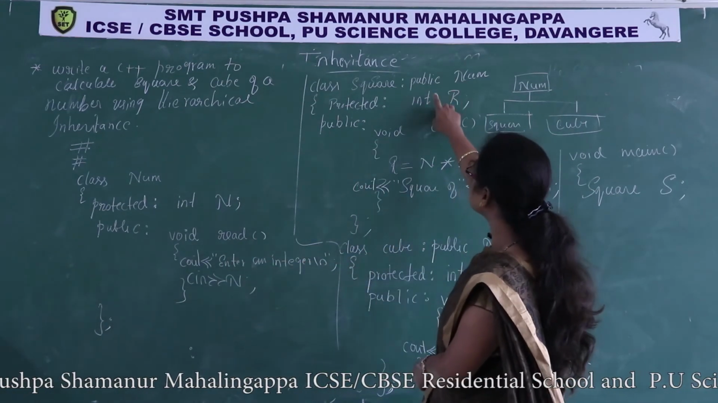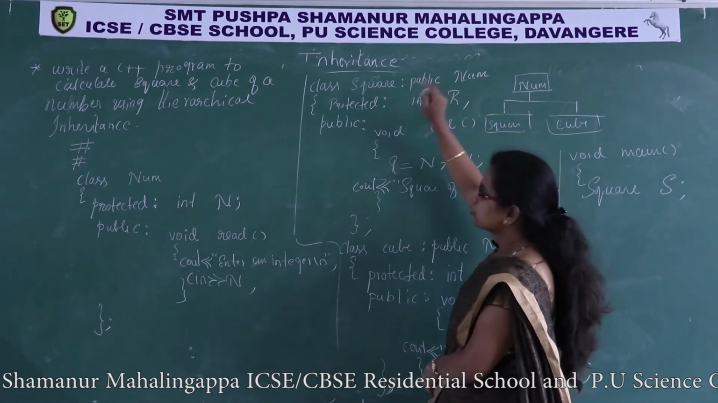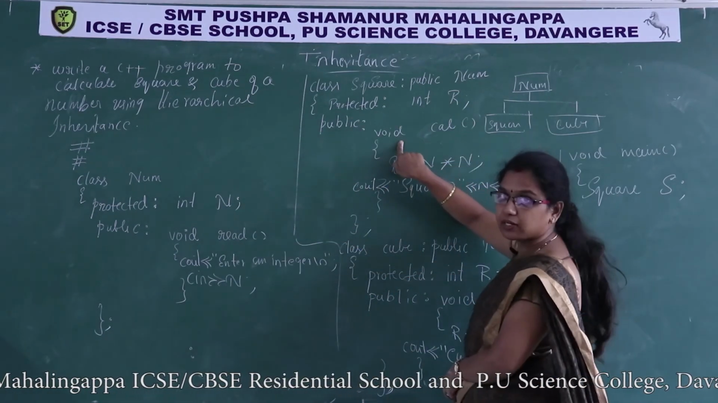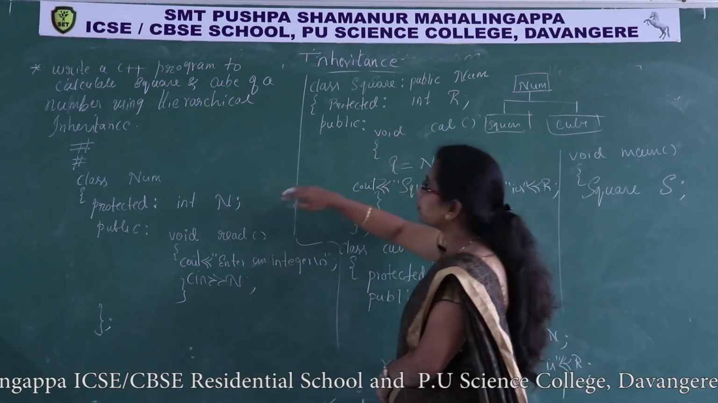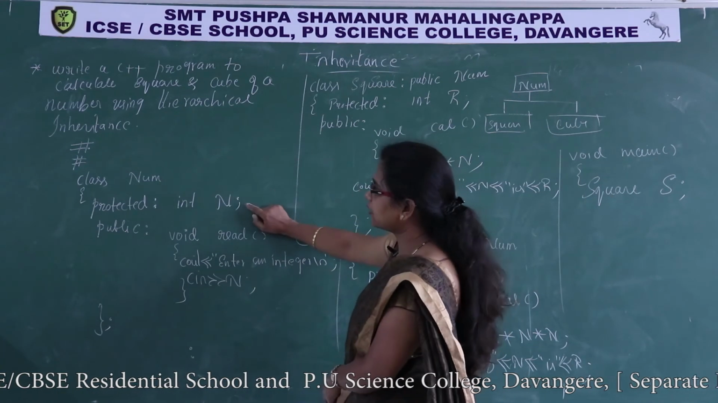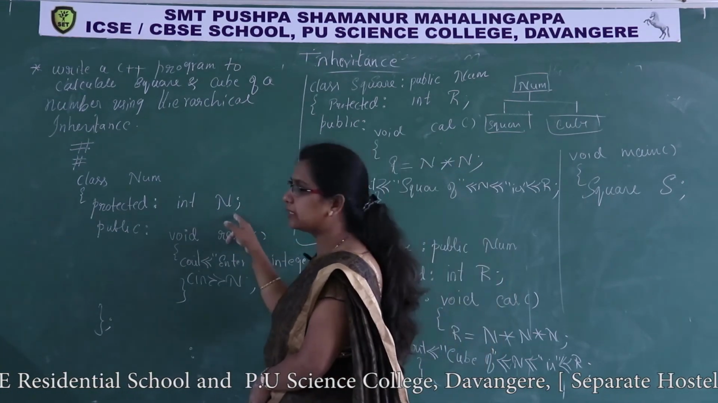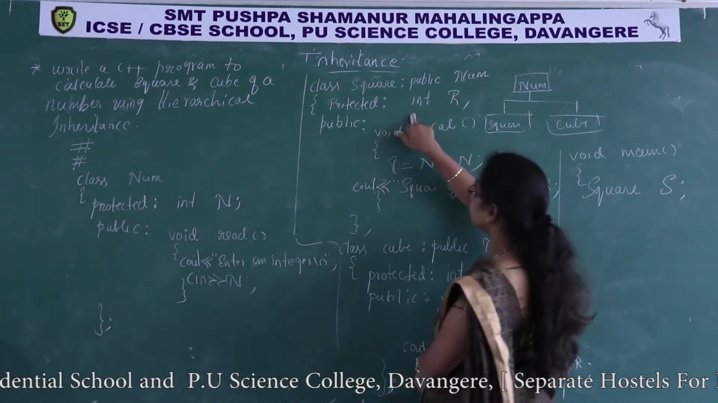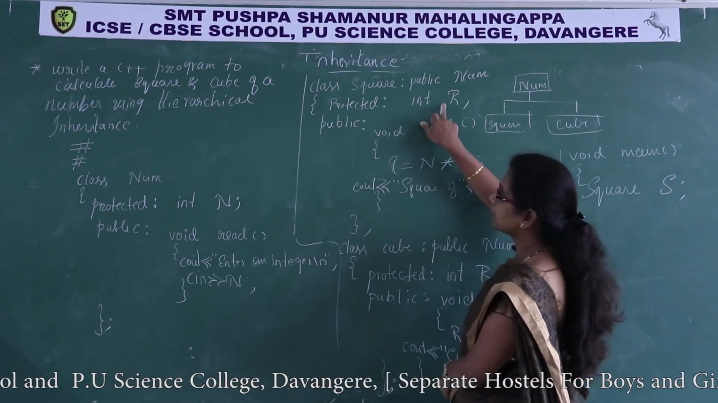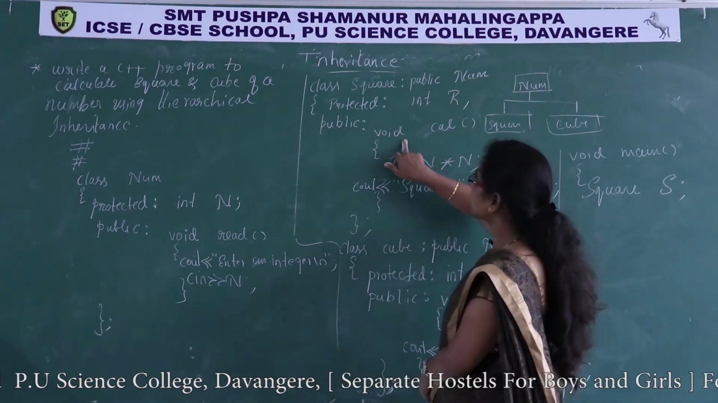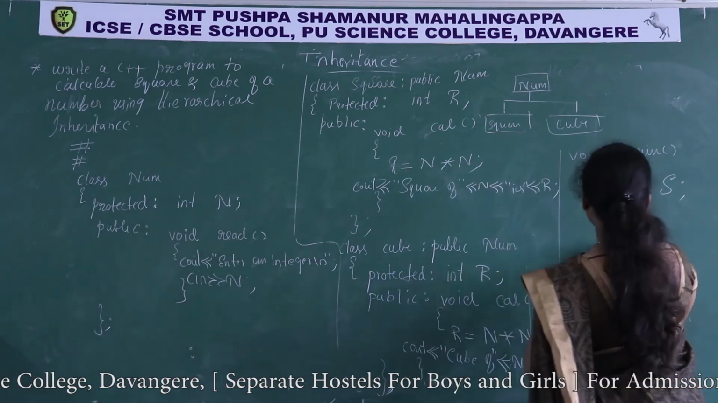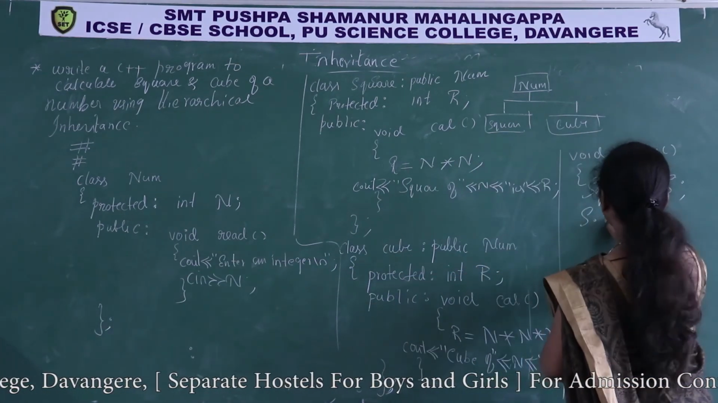What mode of inheritance is it? Public mode of inheritance. So a public member of a base class goes to the public section of the derived class. Understood? And a protected member becomes a protected member of the derived class. What is there in the protected section of the base class? Int n. So int n goes to the protected section of the derived class. Now the protected section contains n and r, and the public section has the cal and read functions. So I can call the read function here. S dot read function.